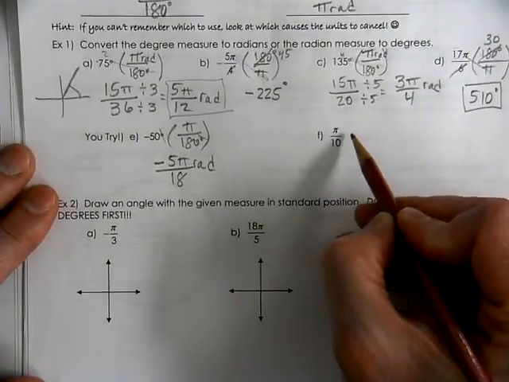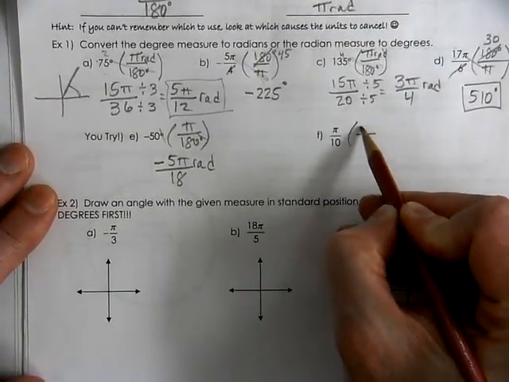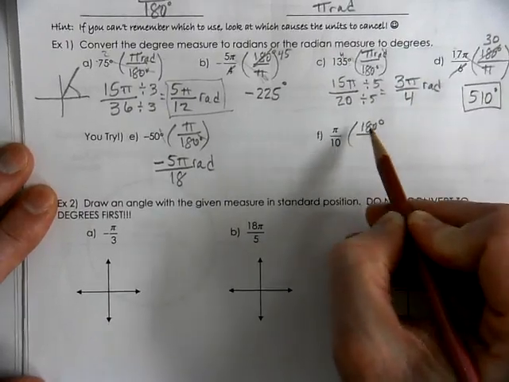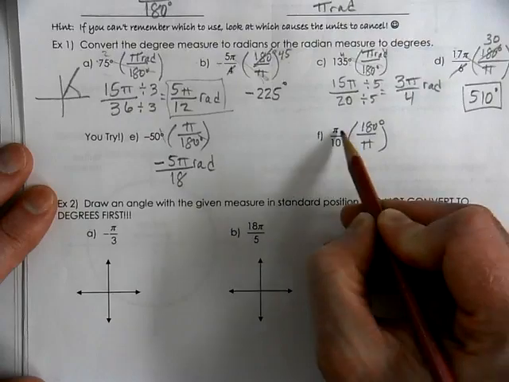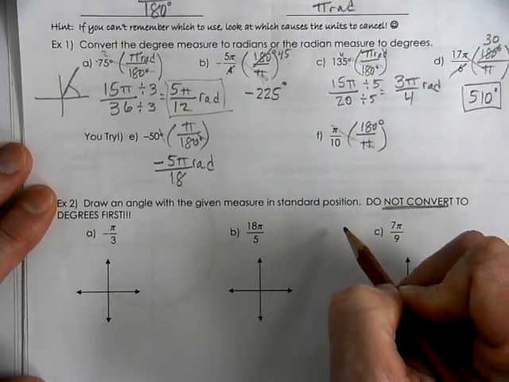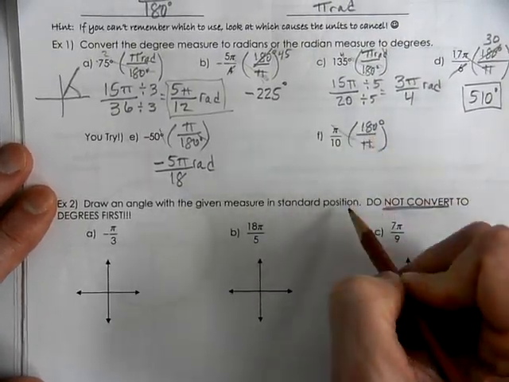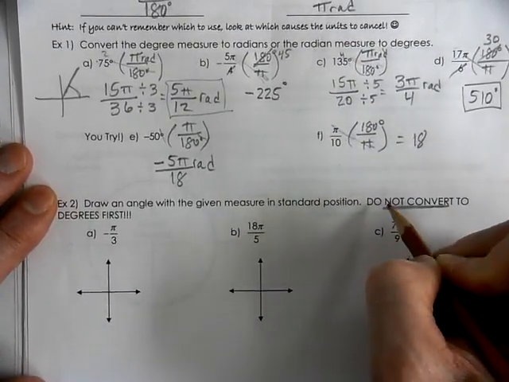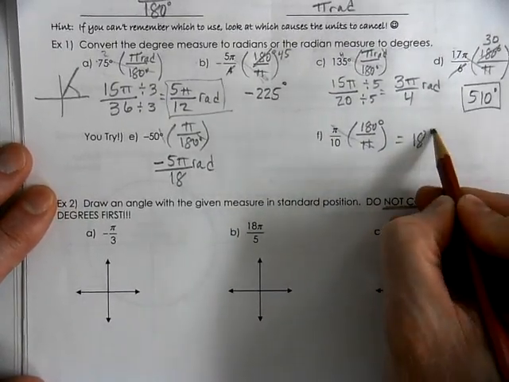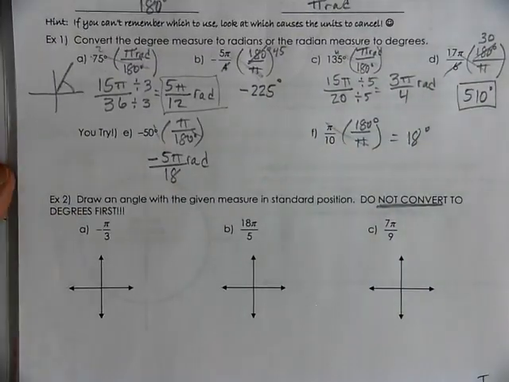And then our last one, we're going to put degree on top because we want the answer to be in degrees. We need to put pi on bottom because we need the pi's to cross off. And 10 goes into 180 18 times. So this would be 18 degrees.